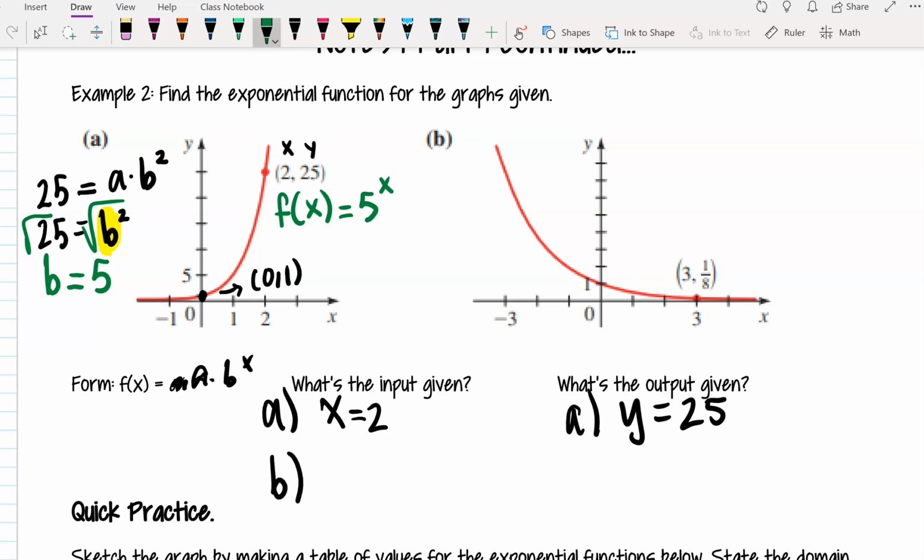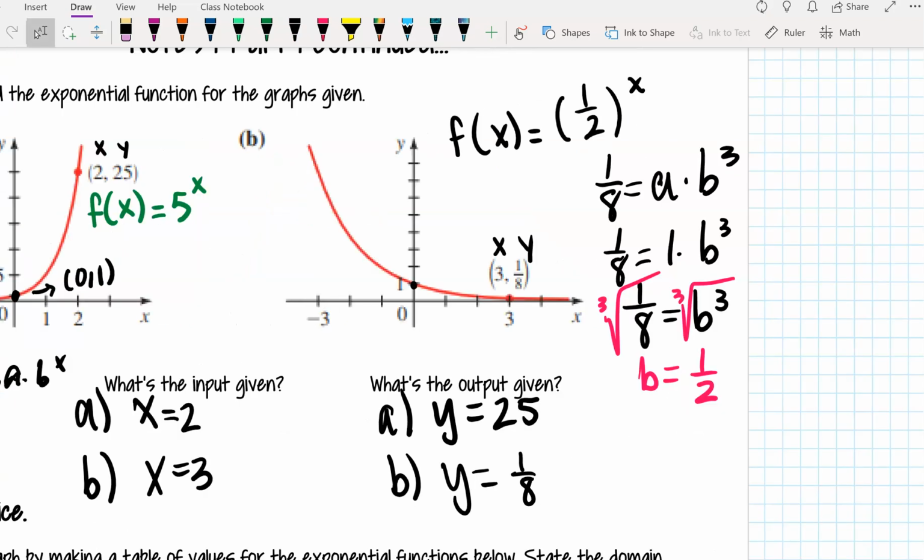Okay, so for part B, I want you to try this one on your own. Take a look at where it crosses your y-axis and what input and output you're given, so then you can tell me what the function is. Okay, so go ahead and do that now.